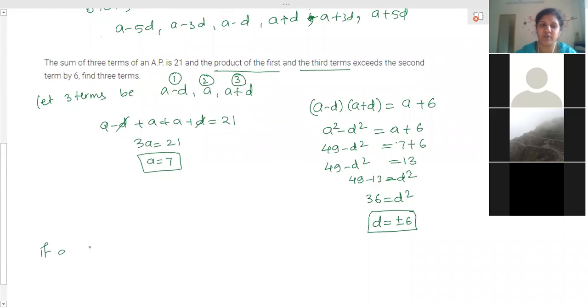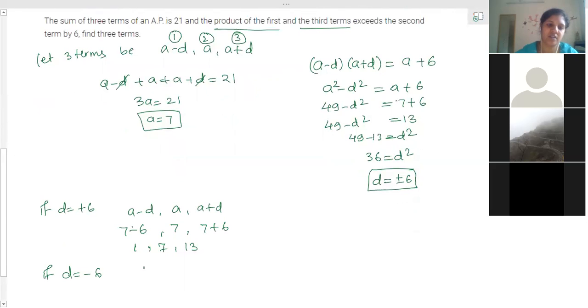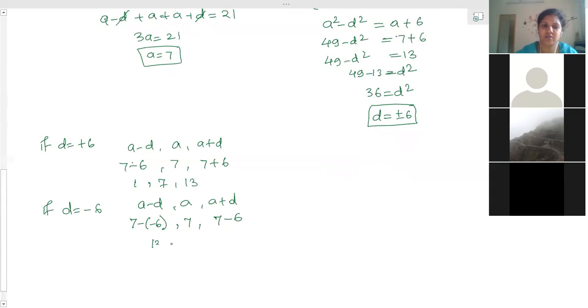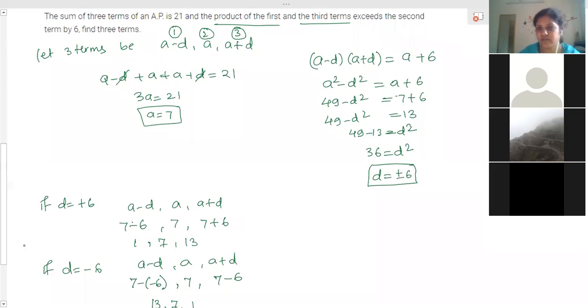If D is equal to plus 6, then the numbers are A minus D, A, and A plus D. So 7 minus 6, 7, and 7 plus 6. That is 1, 7 and 13. These are the 3 numbers. Or if D is equal to minus 6, then A minus D, A and A plus D is 7 minus of minus 6, 7 and then 7 minus 6. So it will come in reverse sequence: 13, 7 and 1. So 1, 7, 13 or 13, 7, 1. That's it.